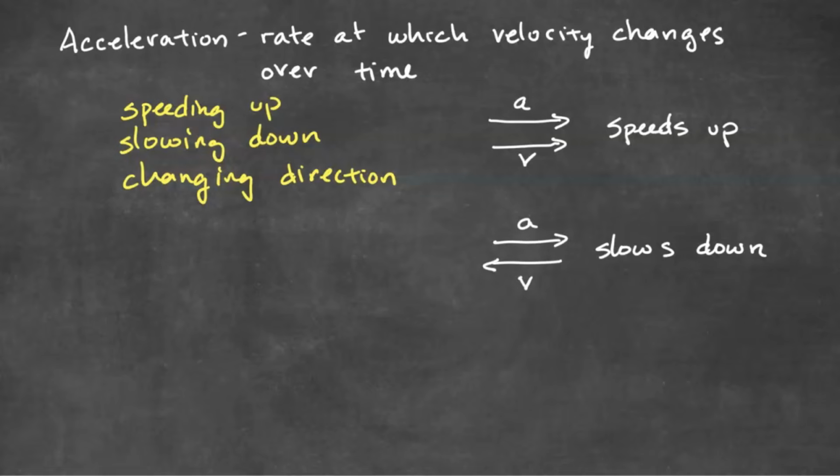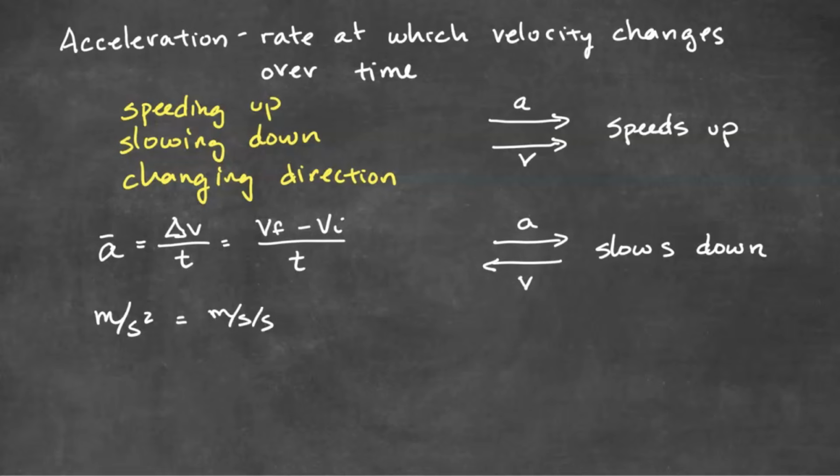The equation for average acceleration is the change in velocity, delta v, divided by t. You can also write this as vf minus vi over t. The unit for acceleration is meters per second squared, or sometimes it can be written as meters per second per second. If your acceleration was 3 meters per second squared, what that is saying is that every second the speed is changing by 3 meters per second.